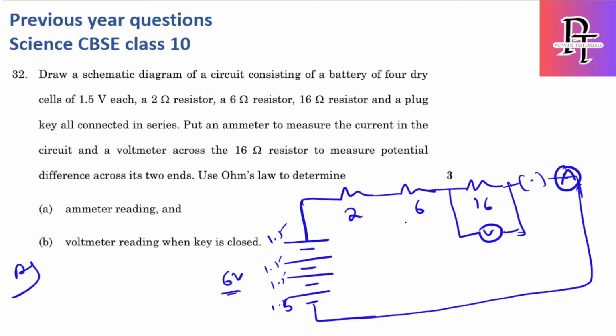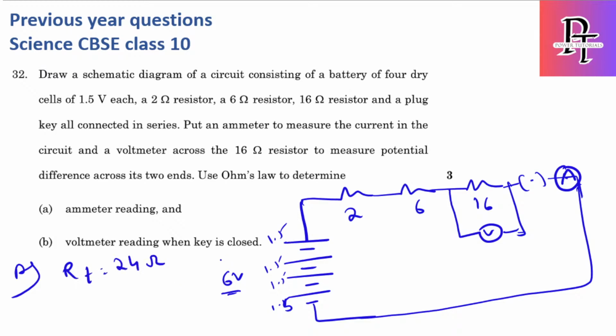Ammeter reading: it is simply asking what the current reading is. If you notice here, these 3 resistors are in series. In series, the effective resistance is just the sum of all of them. So it will be 2 plus 6 plus 16, which is 2 plus 6 is 8, 8 plus 16 is 24. So our total is equal to 24 ohms.